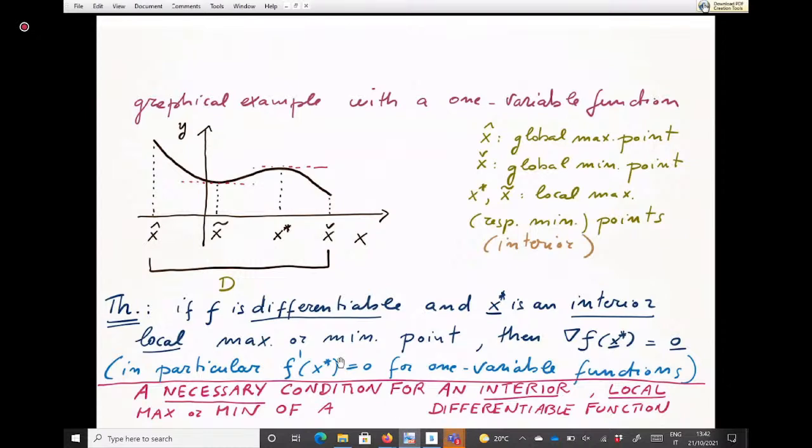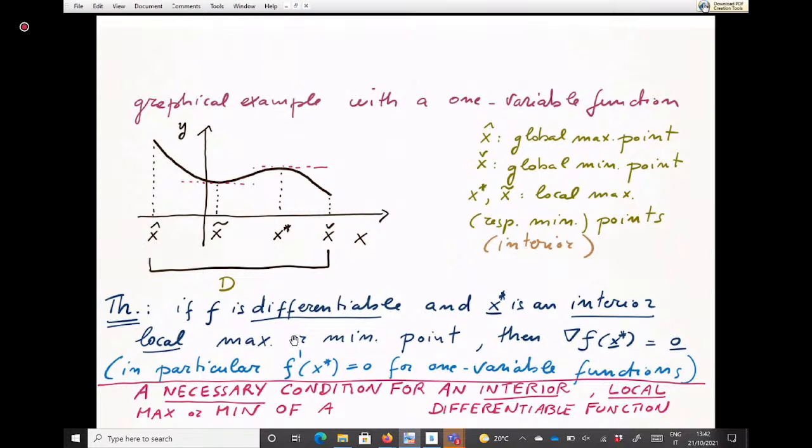Is that clear? So this result applies only to the maxima and minima that are interior. Is that clear? Yes, thank you. Okay. And next, I will show you immediately why, in this case, it doesn't apply to the boundary point, of course.